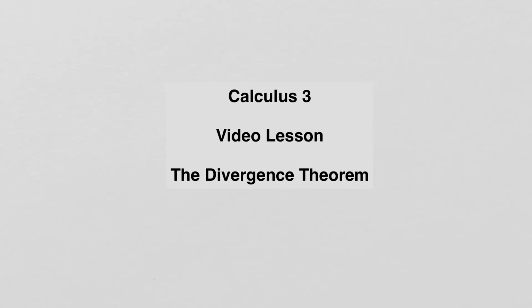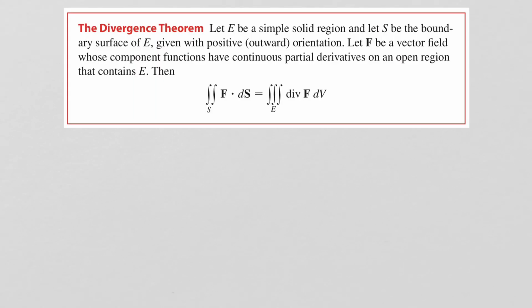The divergence theorem. The divergence theorem states, let E be a simple solid region and let S be the boundary surface of E, given with positive outward orientation.